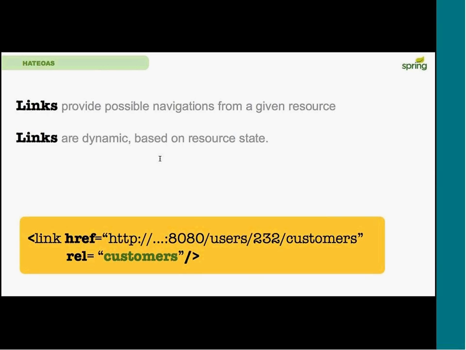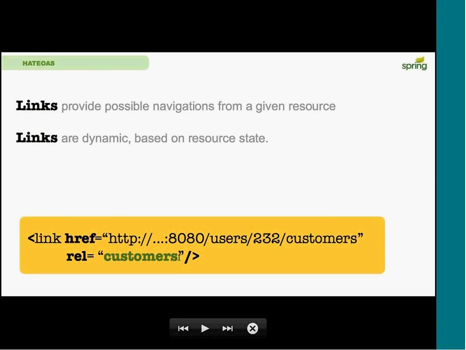Links are dynamic. They can be changed or selectively included or excluded based on the state of the resource you're trying to work with. And then the API is no longer these URLs. It's the rel itself, the customers, right? There are several common standard rels that you can use that are part of the standard. But you can also create your own, right? This is kind of arbitrary, and that's the beauty of this, is that you can do your own.